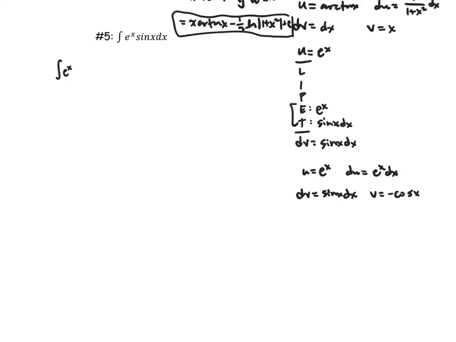The integral of e to the x sine x dx is equal to negative e to the x cosine x minus the integral of negative e to the x cosine x dx. Now that negative is going to come out and make that positive. Okay, so now what?